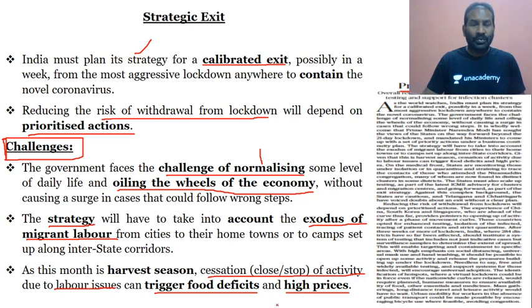So it is very important how calibrated the exit would be, because, as I have emphasized here, the keyword is prioritized action. What is a priority is very important. Priority in regards to the harvest season, priority in making sure that the oiling of the wheels of the economy is taken into consideration, priority that the migrant workers will also get jobs. If the demand of the migrant laborers that they want jobs is not taken into consideration, then it will again be a problem or a challenge.